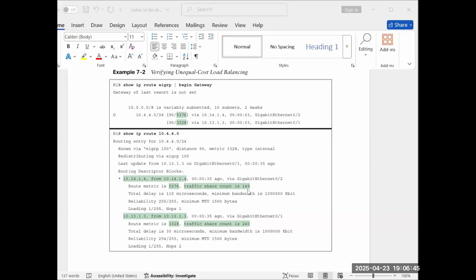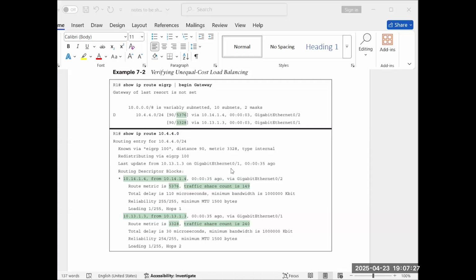There, the traffic count is 144, meaning that much network traffic has been sent. And to the other path, that is the successor path with FD 3328, this much traffic count is sent. So this proves that on both the links the traffic is being sent and received. This is after the variance multiplier is configured in the EIGRP process. So this is how we load balance.